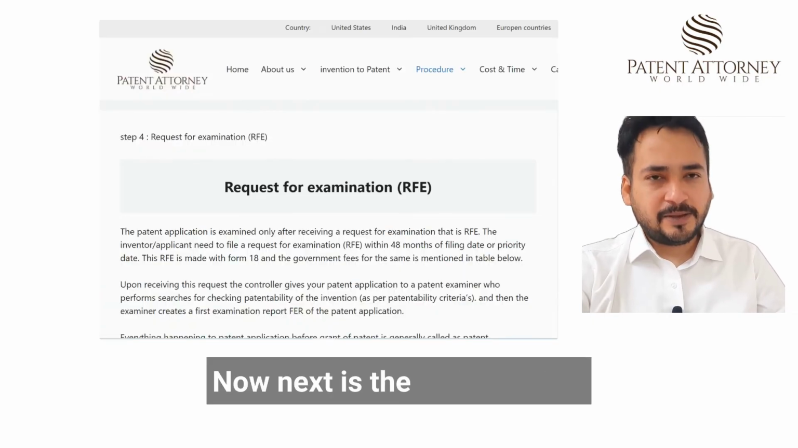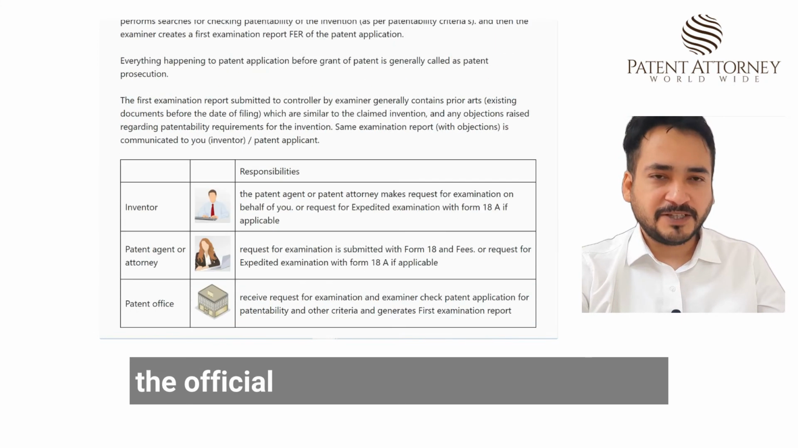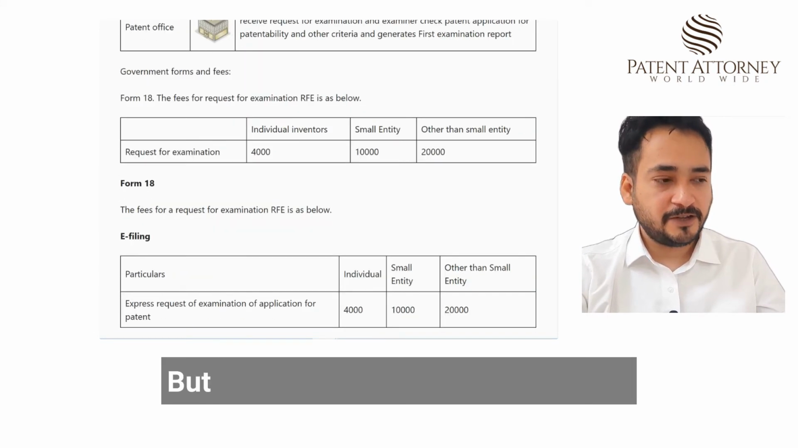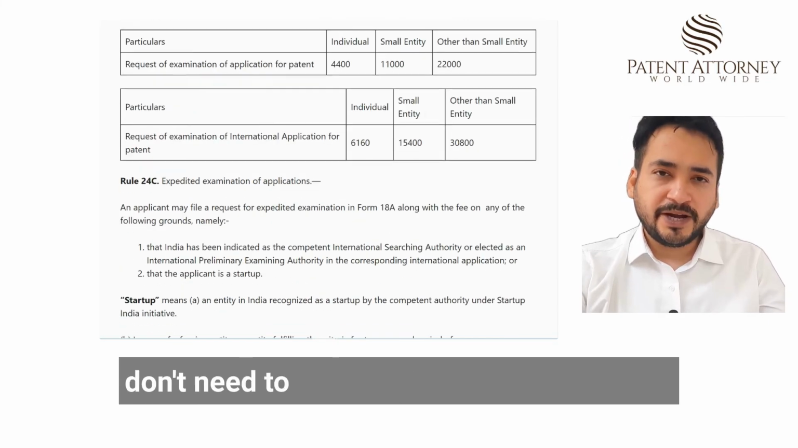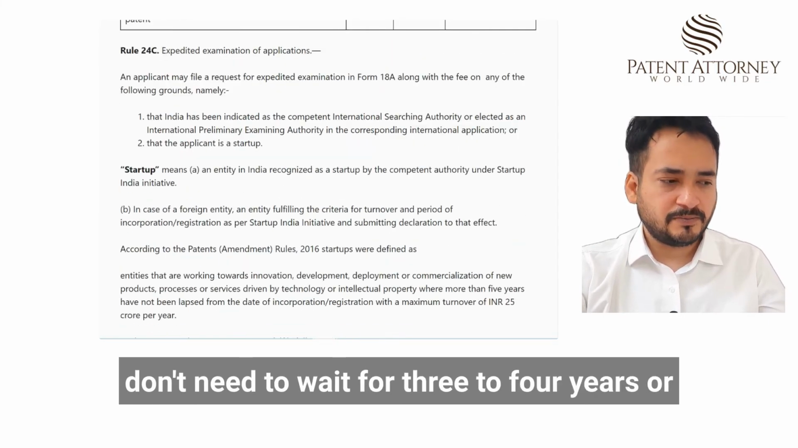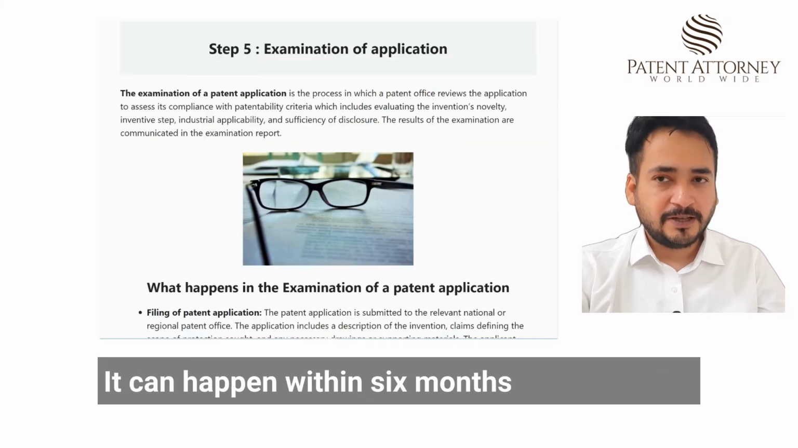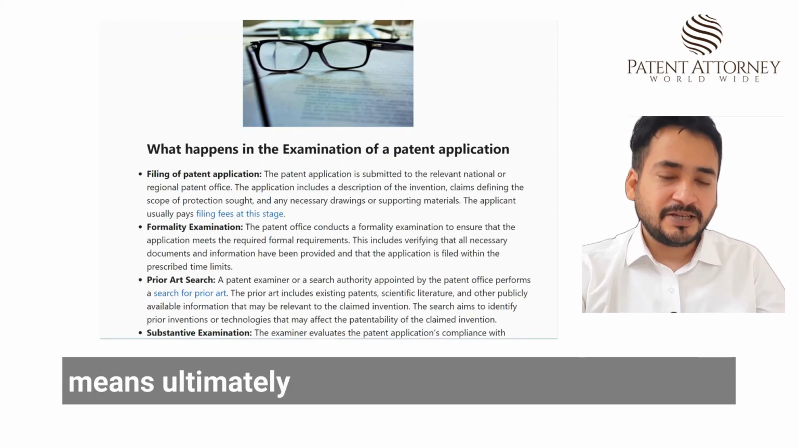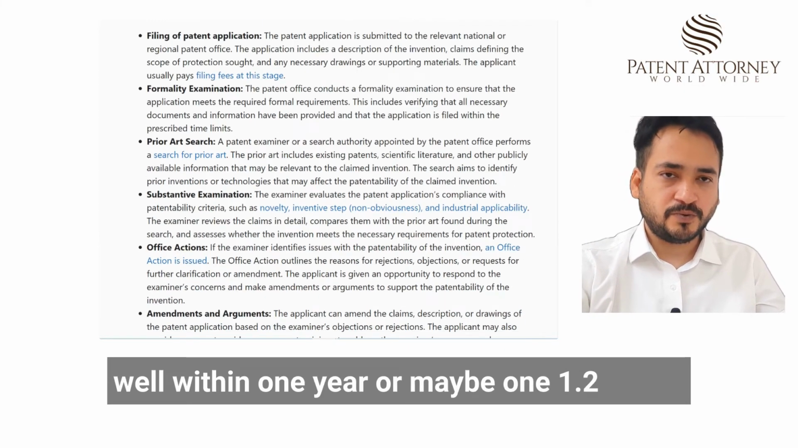Now next is examination. If we go by the normal route, the official fee for an individual is 4,000. But if we take the expedited route, in which you don't need to wait for 3 to 4 years, or rather more than 2 years, to get the examination, it can happen within 6 months. And what that means ultimately is we can see the granted patent well within 1 year, or maybe 1.2 years.